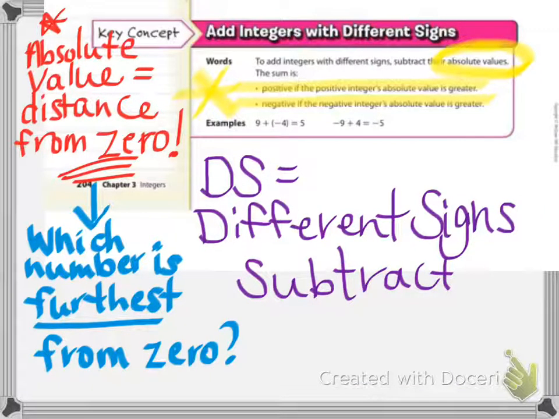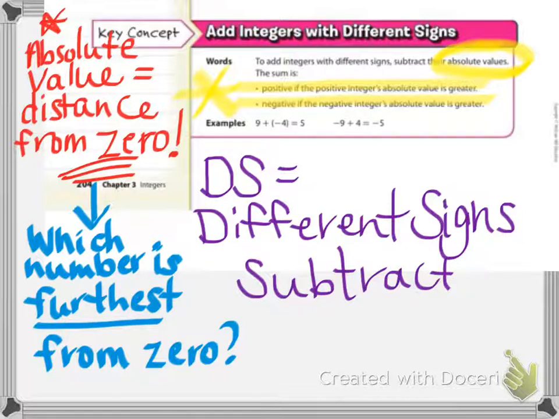Alright, this is adding integers that have different signs. So DS, different signs, subtract. It's important that you look at what I highlighted because you have to understand absolute value, distance from 0 on the number line. You are going to choose the final sign for your answer based on which of the two numbers has the greatest absolute value. In other words, which number is the furthest from 0? Keep the sign of that number.